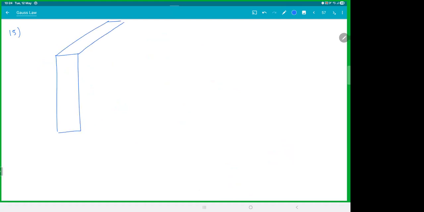We have an infinite slab. Rho is the volume density and the thickness is d.